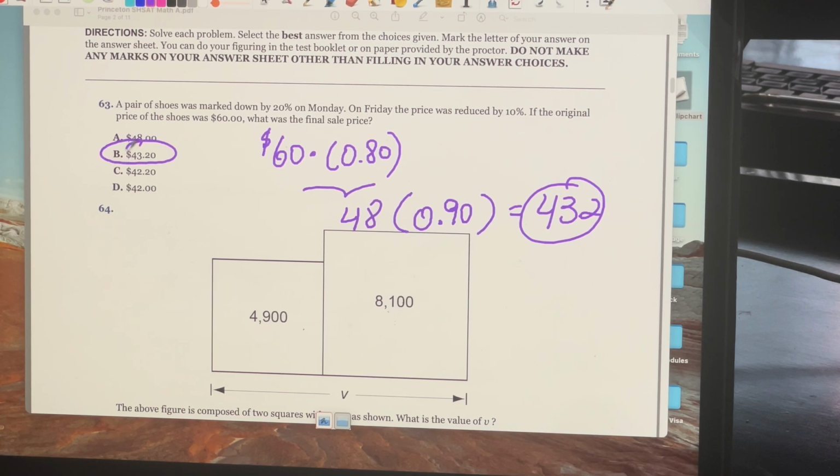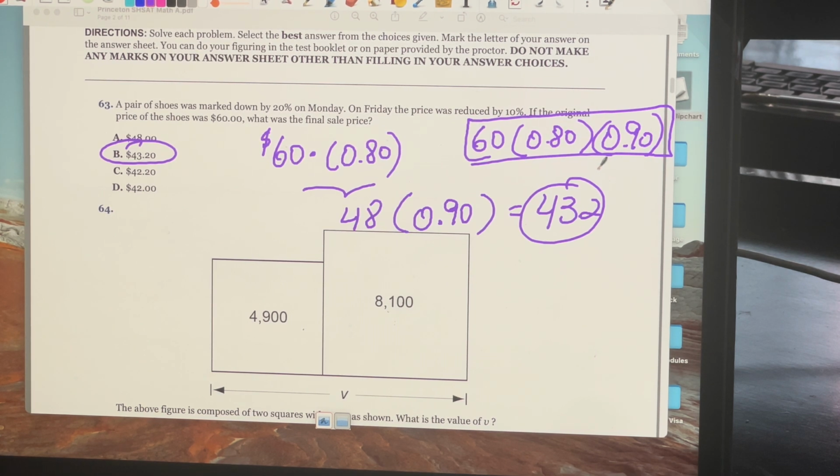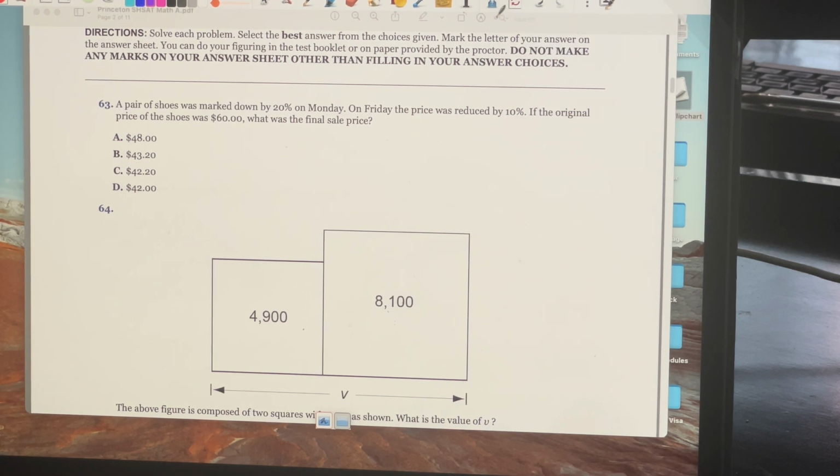B. So this is step by step. If you wanted to, you could have written 60 times the first discount. After this first discount, you're left with 80% of the value. And then the second discount, you're left with 90% of the value. So basically that's what we did, right? 60 times 0.8 and 0.9. Let me just look at them.